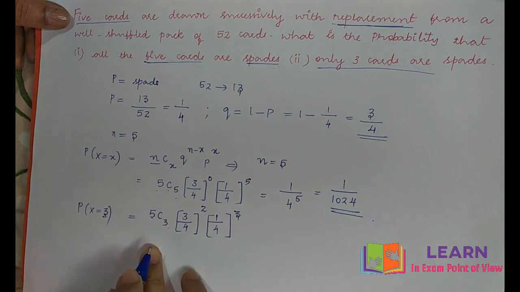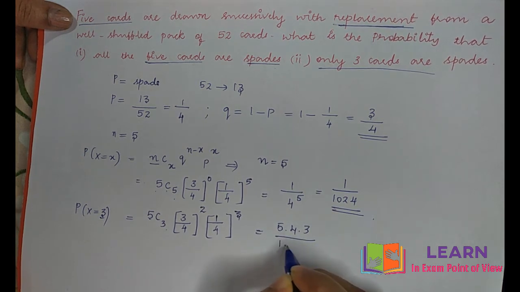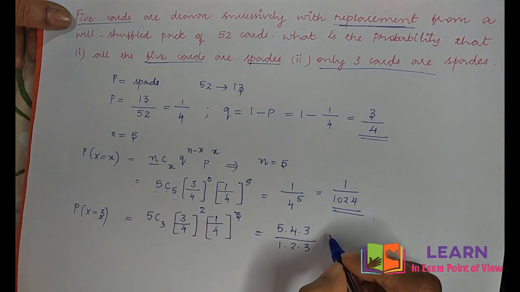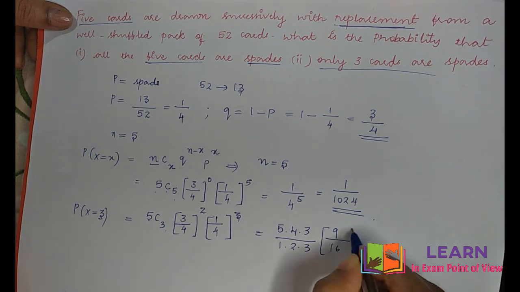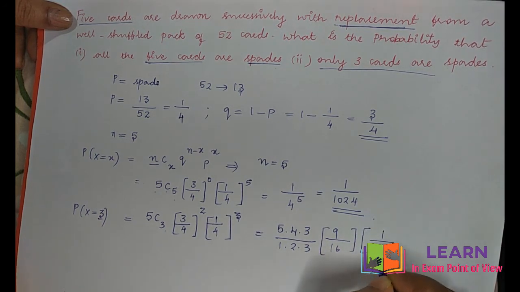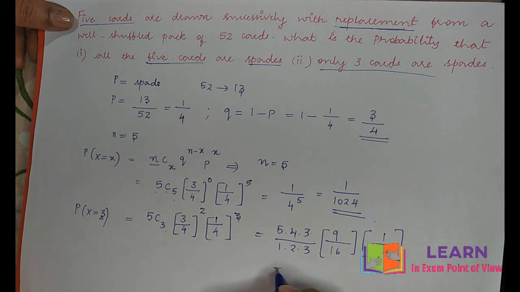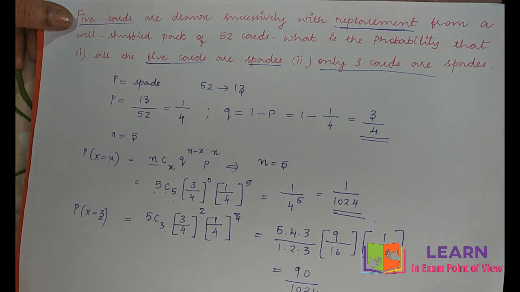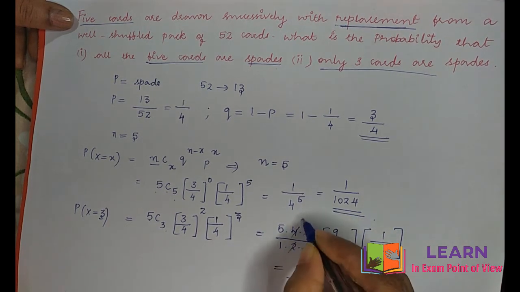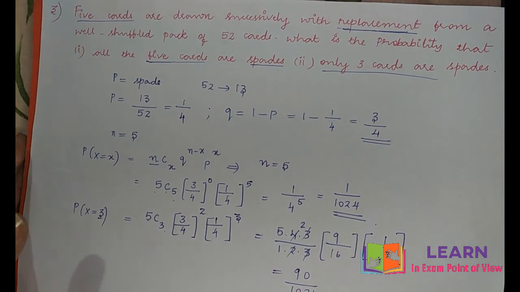Here 5C3, how you can write? 5 into 4 into 3 by 1 into 2 into 3. That is 5C3. And this squaring you will get what? 3 square 9, right? By 16 into, this is 1 by 4 cube. All you have to simplify this and check whether you are getting the answer as 90 by 1024. You can use calculator, right? No issues. So here whatever you can cancel, just simplify and write. Fine. So we will move to next question.